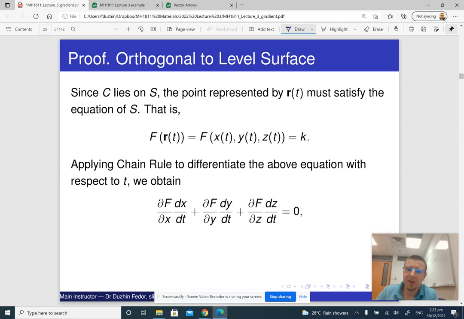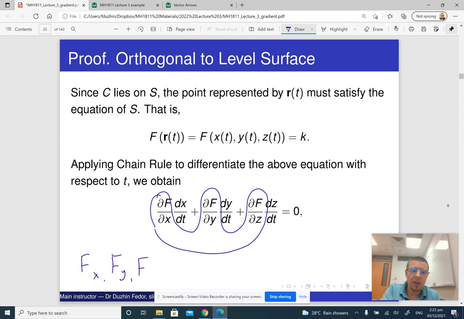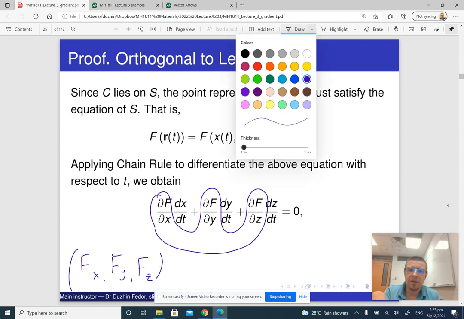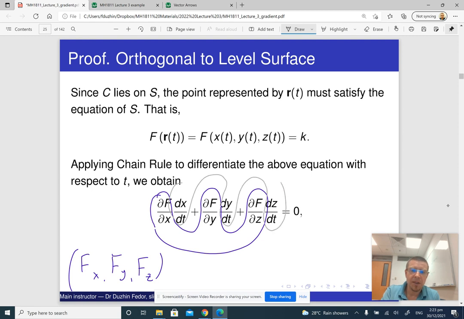But then notice what this equation tells us. If you look at these three items, the derivatives of F with respect to x, y, and z, so this is F_x, F_y, F_z. And then if you look at dx/dt, dy/dt, and dz/dt, let me just write them as x_t, y_t, z_t. Then this equation tells us that the dot product of these two vectors is zero. But on the other hand, the first of them is really our gradient, and the second of them is the tangent vector to the given curve.